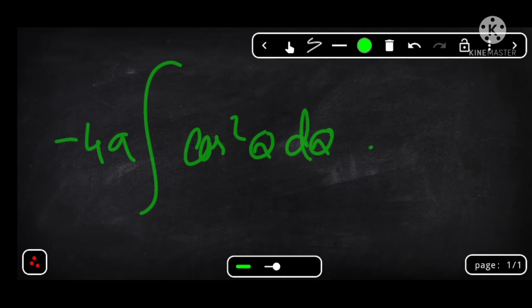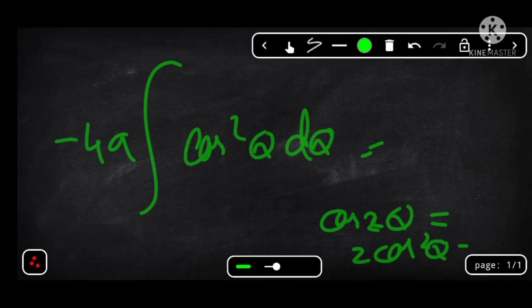Now in place of this cos square theta, we need to integrate this one, right? We have to integrate this cos square theta. Okay, so we know that cos 2 theta is equal to 2 cos square theta minus 1, right?